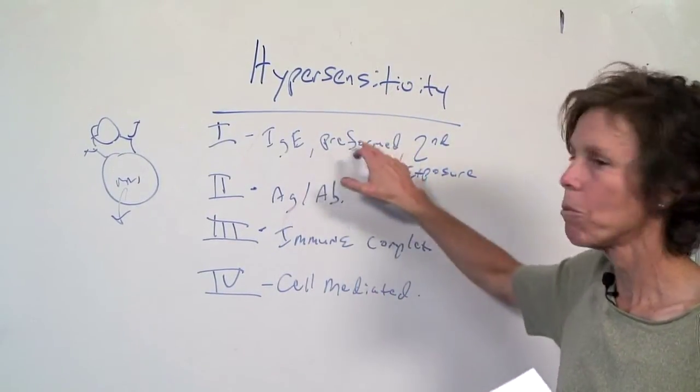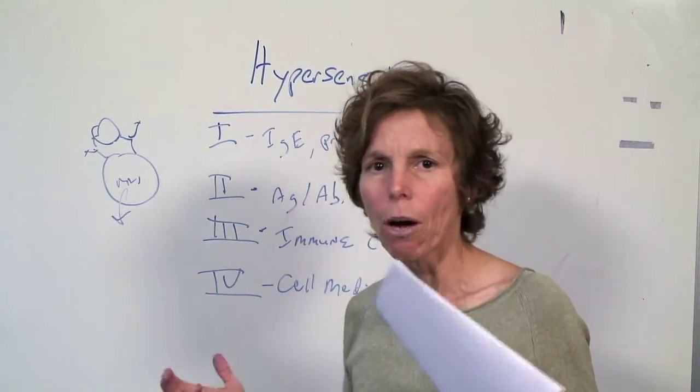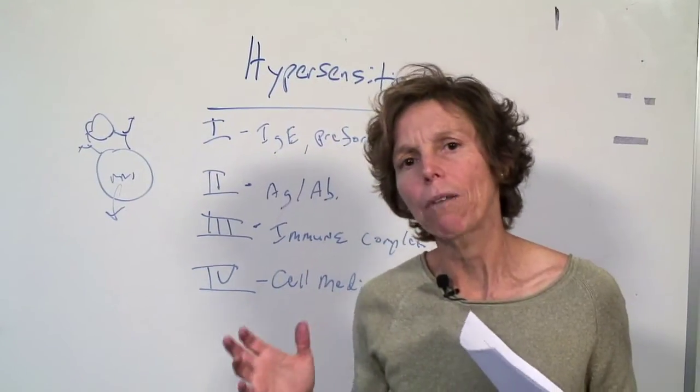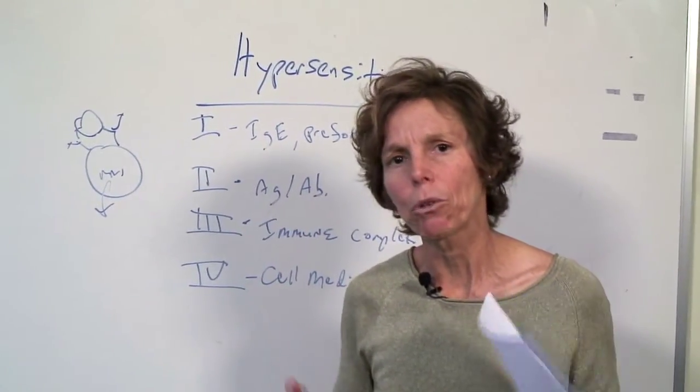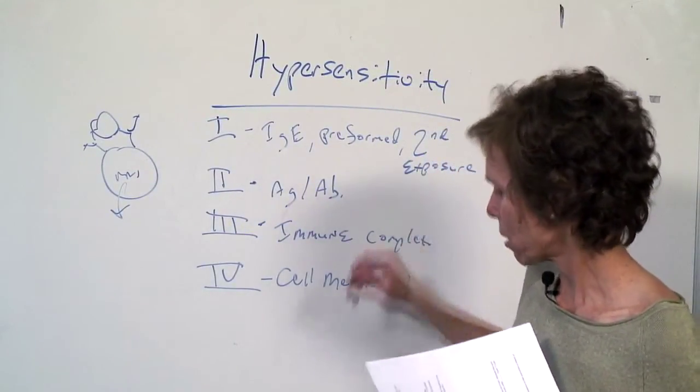And this preformed, you may not even be aware of it, because some molecules are homologs to each other. So you might not have thought, well, geez, I never ate that, but you might have eaten something that's similar, or maybe you were exposed to it at some other point that you were not aware of. Okay, so that's type 1.